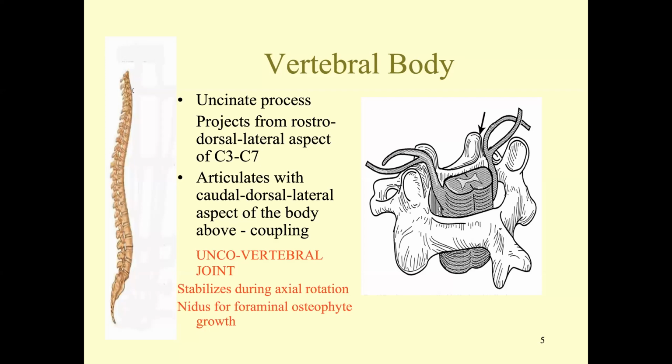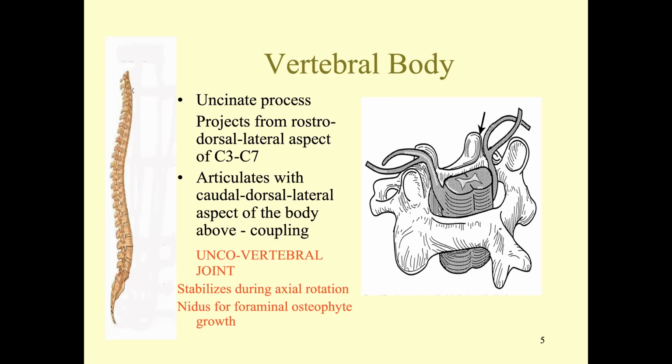And if you're going by the anterior approach, the most important anatomical structure which you must remember is the uncinate process. It projects from the rostral, dorsal, lateral aspect of C3 to C7, and it articulates with the caudal, dorsal, and lateral aspect of the body above. And this has major functions. It gives rise to coupling, the movement of the vertebra above or below when one vertebra moves. So coupling motion of the cervical spine is partly because of the uncinate process and the uncovertebral joint.